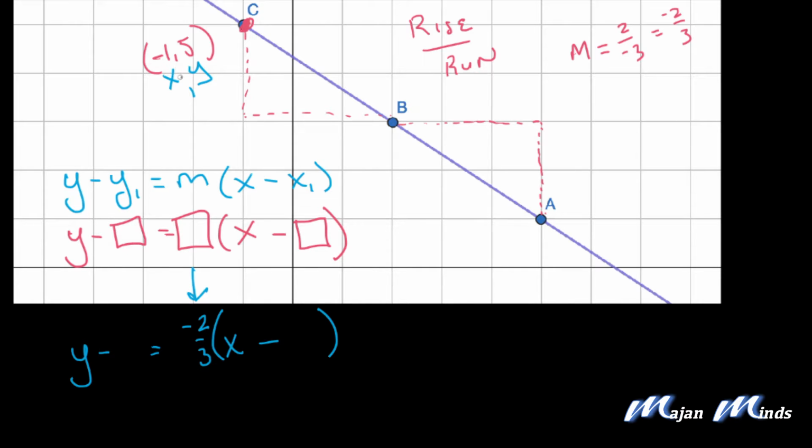Now it doesn't have to be those 2. You could have done the exact same thing with this point here, which happens to be 2, 3, or this one, which is 4, 1. It doesn't matter. As long as that dot is on this line, it will work. So here we're going to take our 5, which is y, put it in the y spot. Take our minus 1, which is x, put it in the x spot.